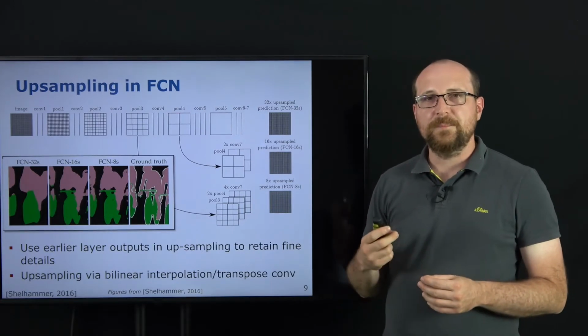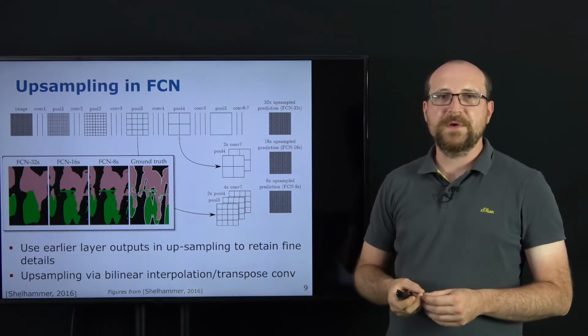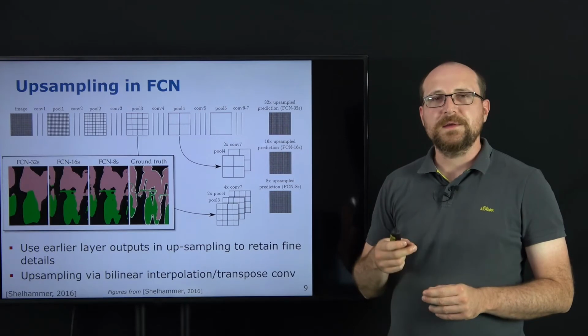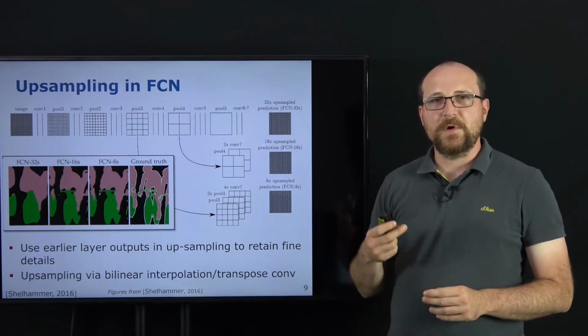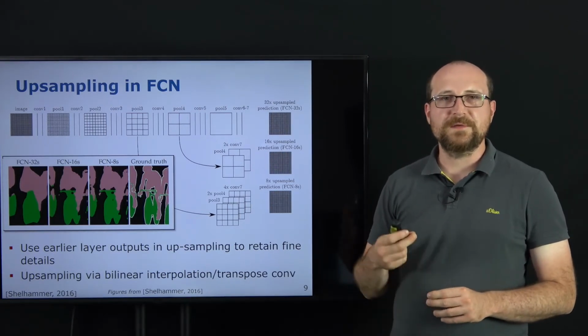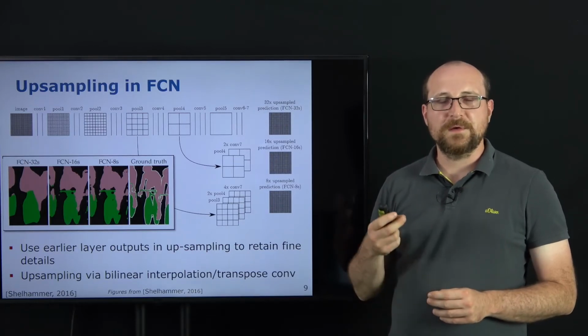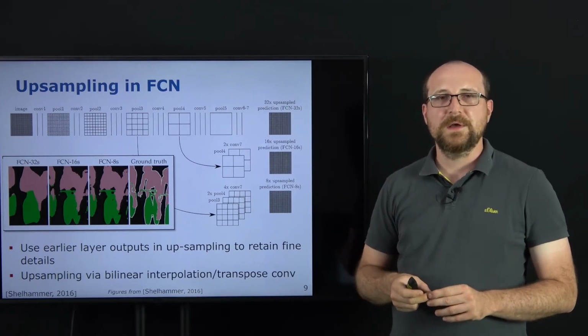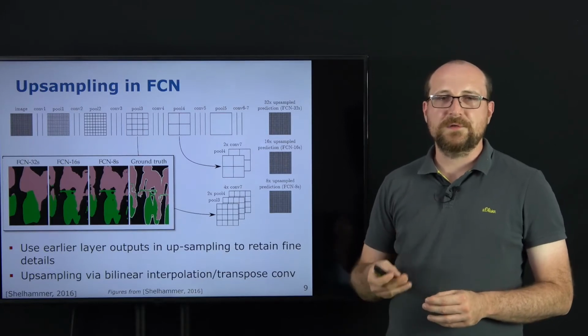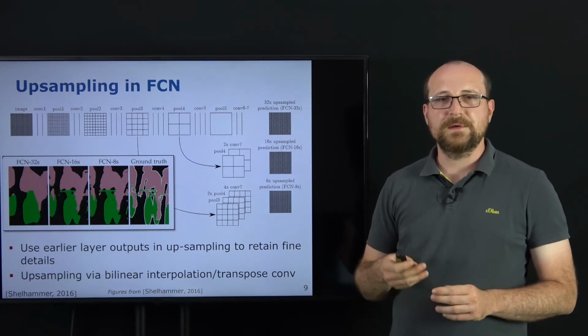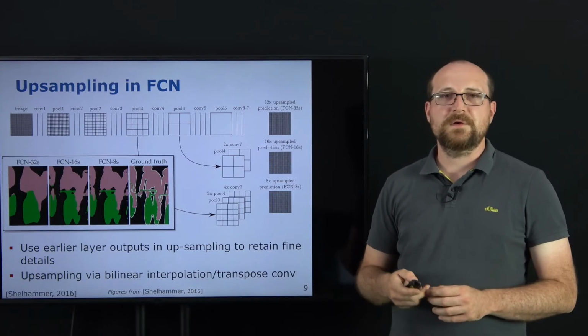So what these works basically showed is that the upsampling operations that we are using determine how well we are doing the semantic segmentation in the end. And instead of doing this upsampling in this way, we can also think of a different way.